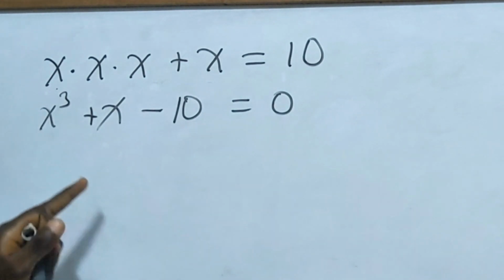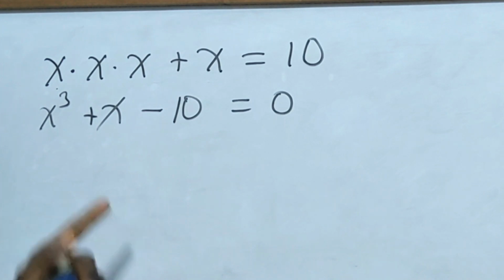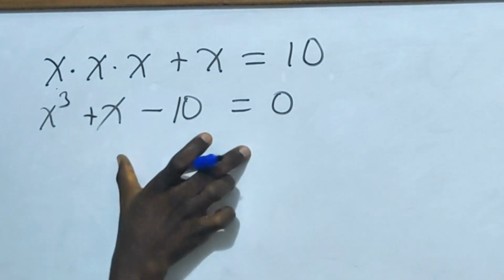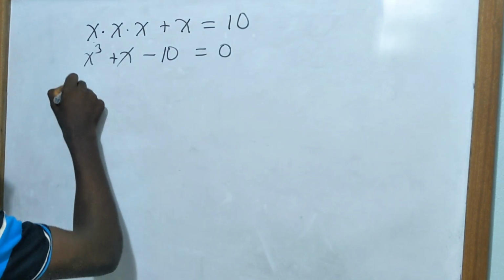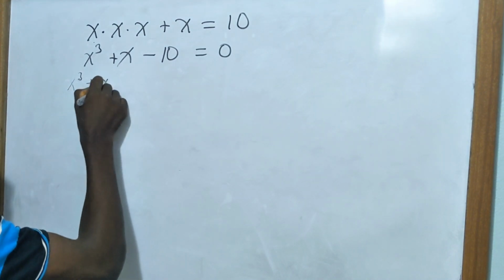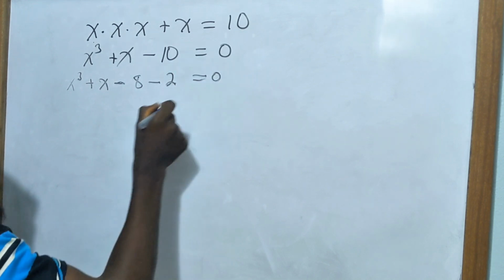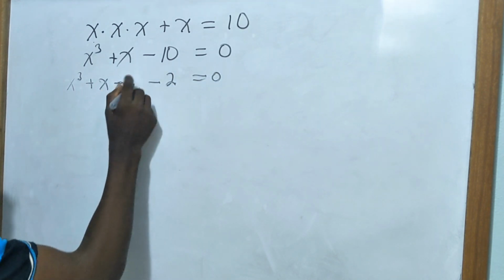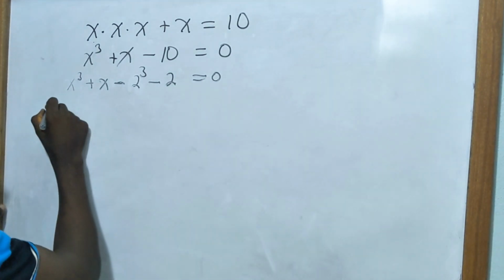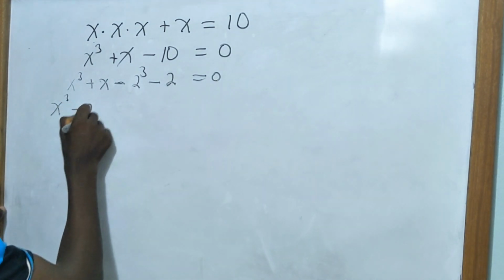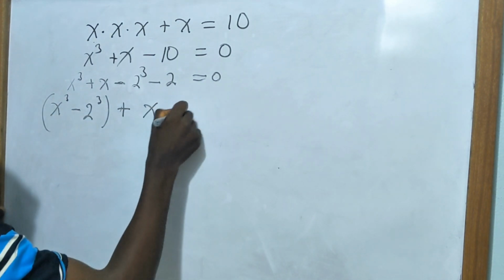Or you can use the polynomial method by trial and error, but that one will be quite longer. With this short method, it will be very easy to solve. Let's do it. Here you have x cubed plus x minus 8 minus 2 equals 0. So that 8 should be 2 cubed. Hence, you bring the cube and the rest on one side. You have x cubed minus 2 cubed plus x minus 2.